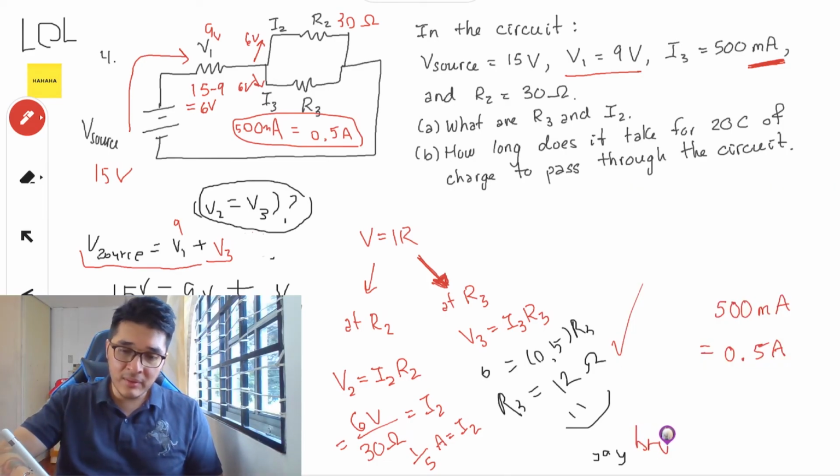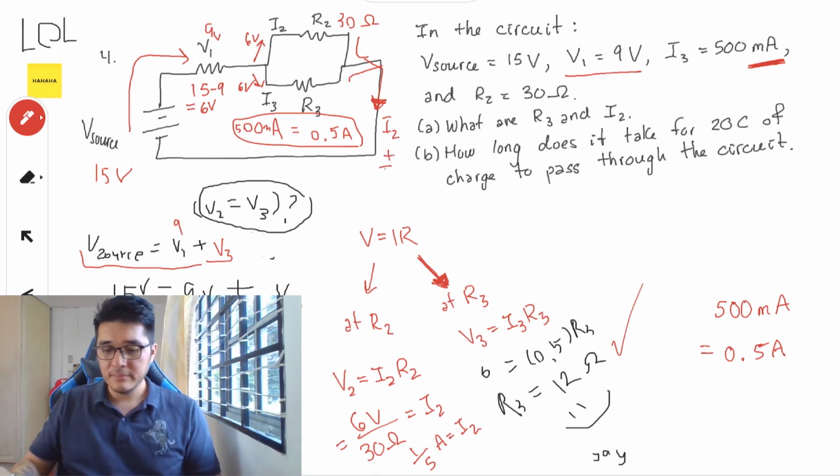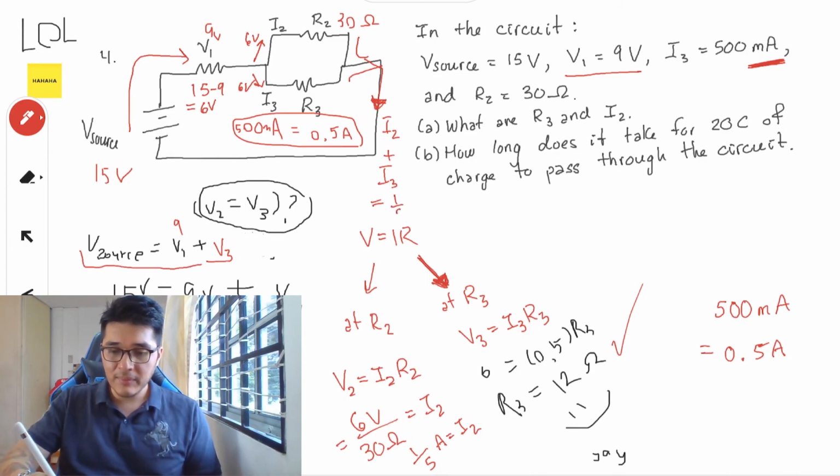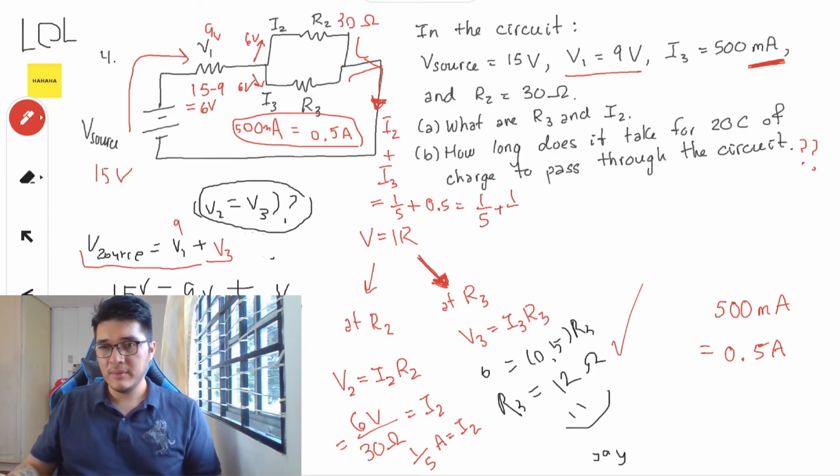And what happens to the current after it leaves the branches? The current combines again, right? So that's going to be I2 plus I3. So it would be 1 over 5 plus 0.5, so 1 over 5 plus 1 over 2. How do you simplify that?